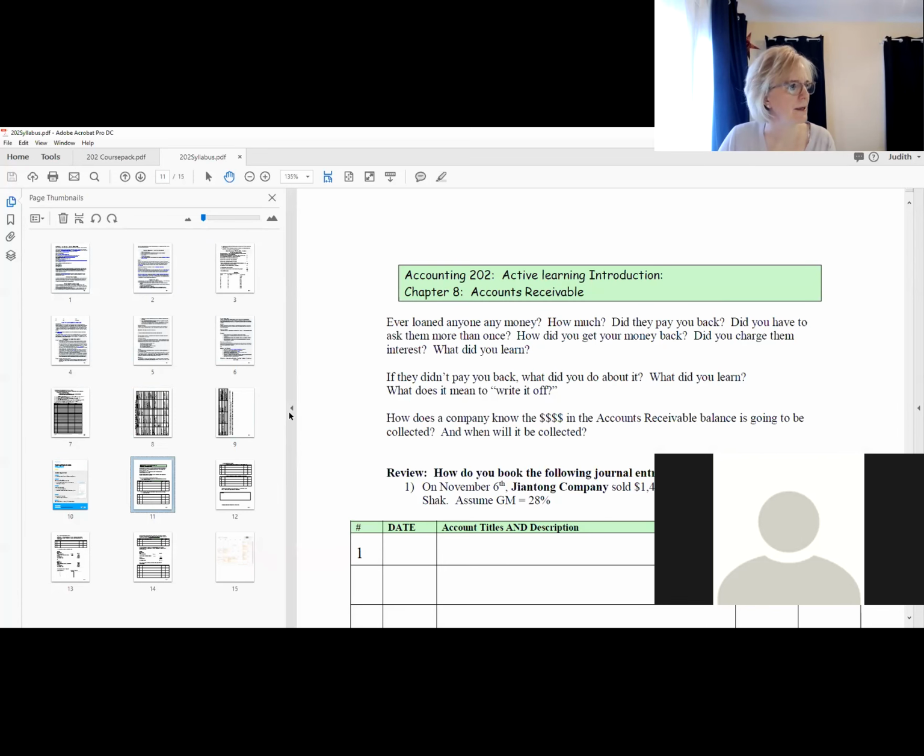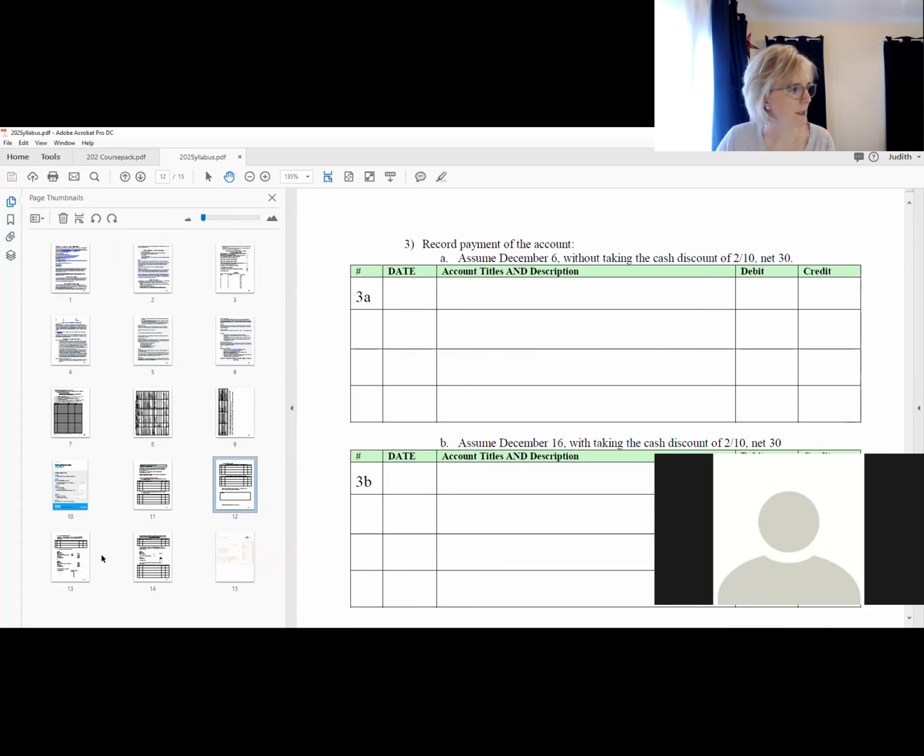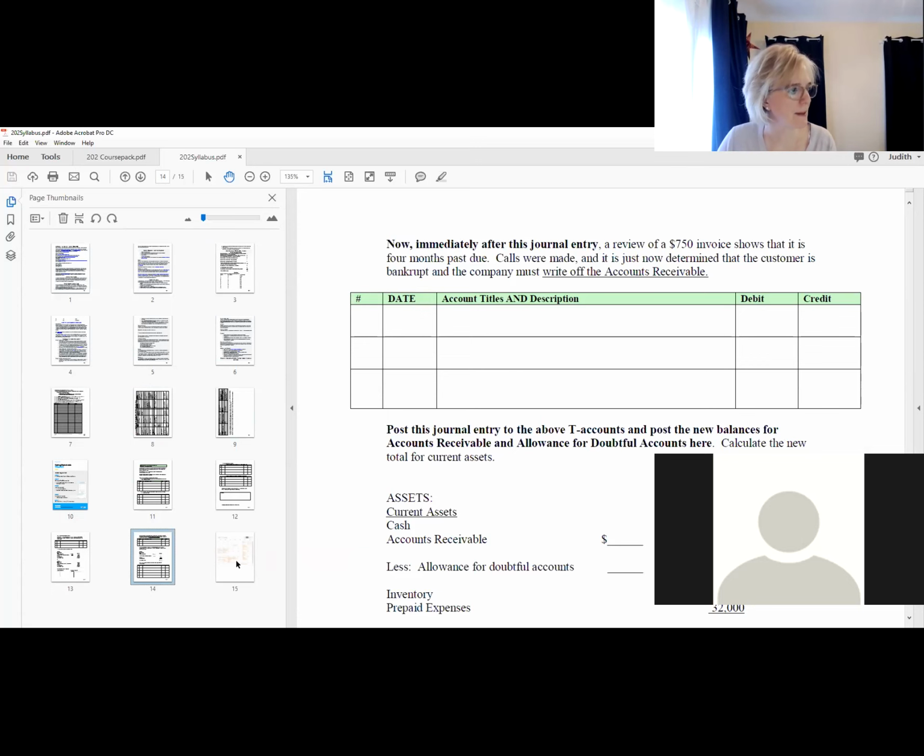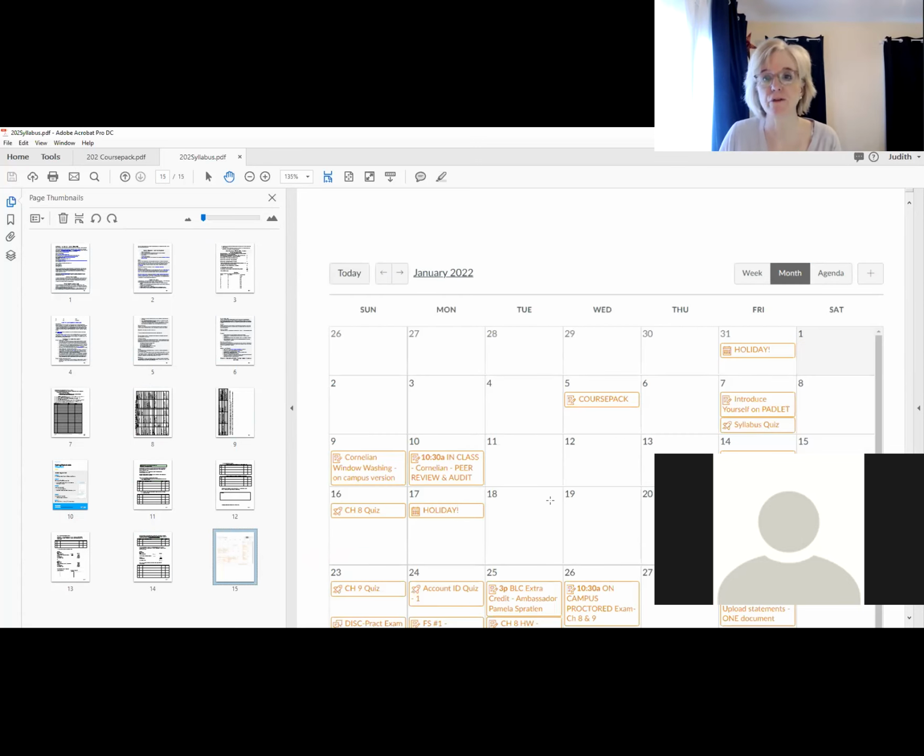And then here, I gave you the first pages of the Chapter 8 course pack. So you should have that there. And then just like 4 pages here. It's not all the course pack, but it's some of it. And then here is your calendar just for January.